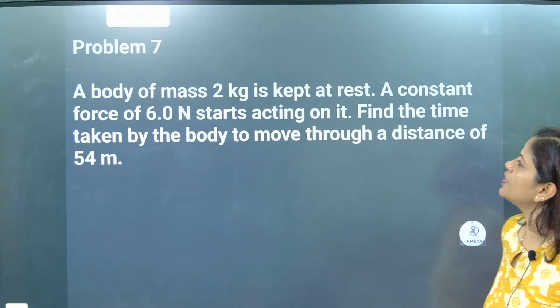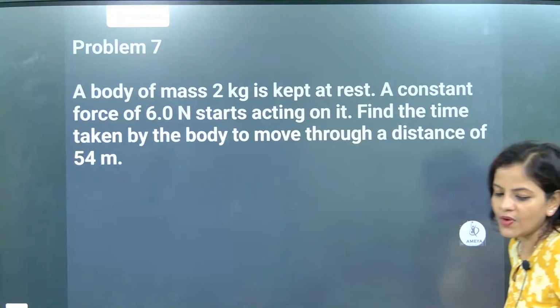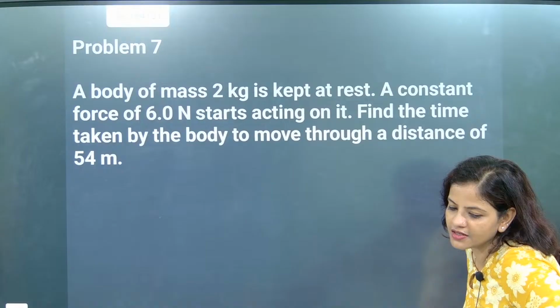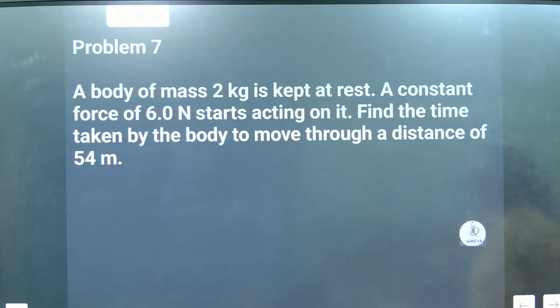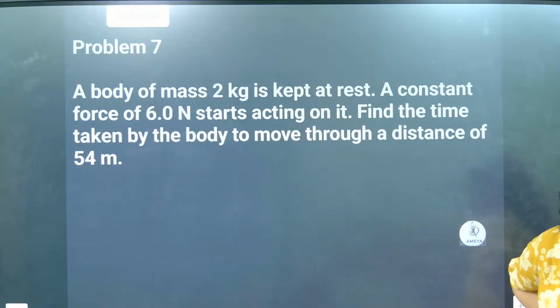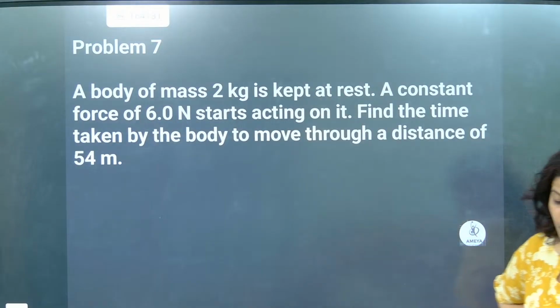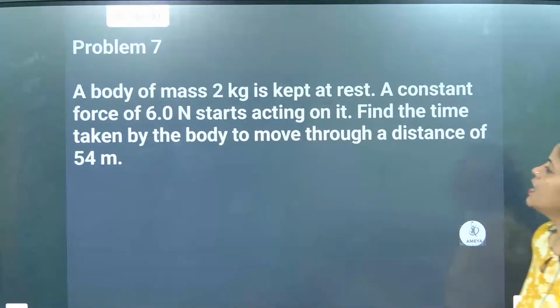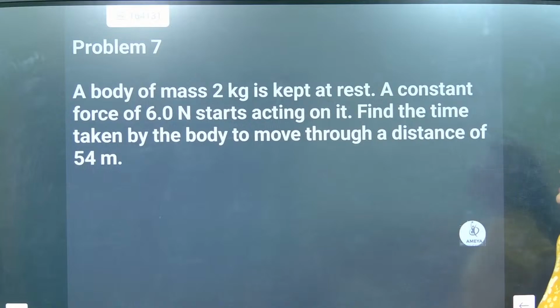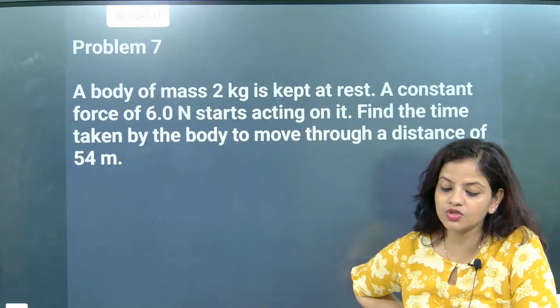A body of mass 2 kg is kept at rest. Mass is exactly how much? 2 kg. Where is it kept? It is kept at rest. After that, a constant force of 6.0 Newton starts acting on it. Wow, this is a super question. A constant force of how much, beta? 6.0 Newton acting on it. Now next, see what they are telling. Find the time taken by the body to move through a distance of 54 meter. Let's see how many of you can solve this question.